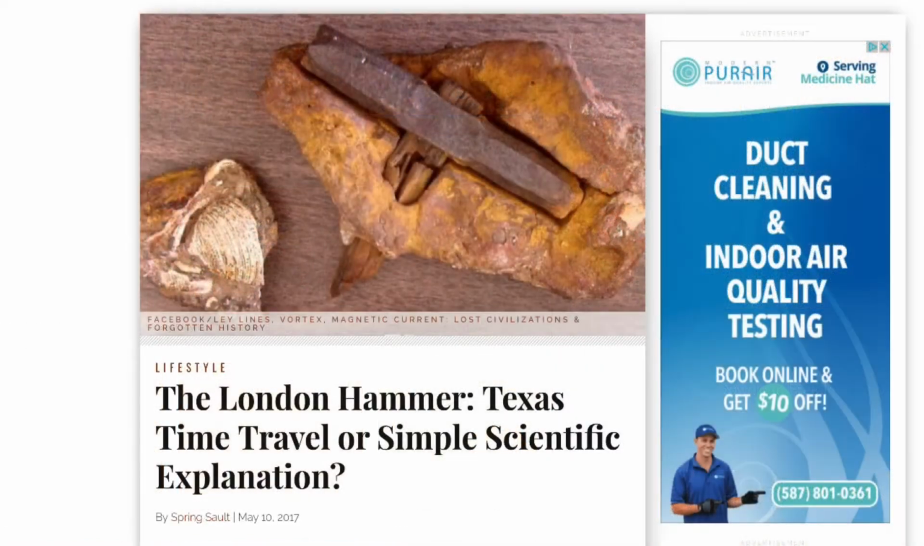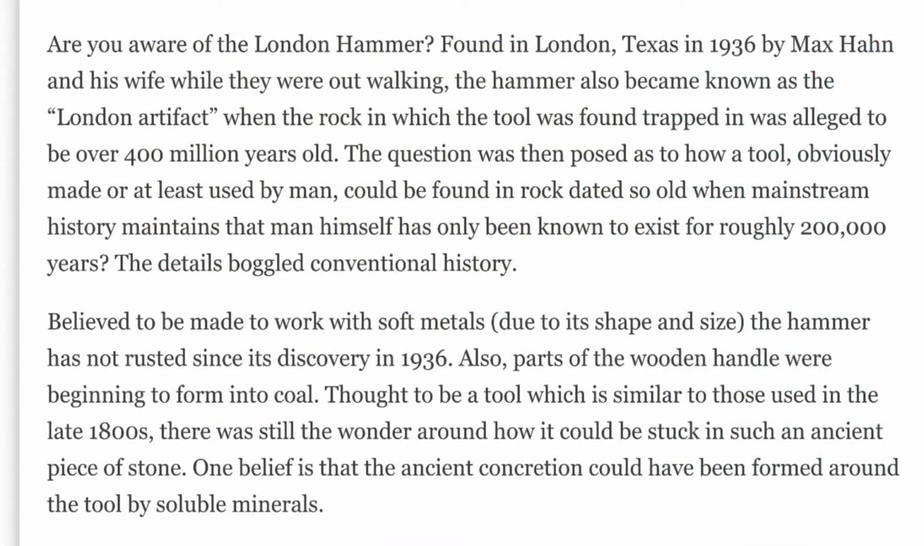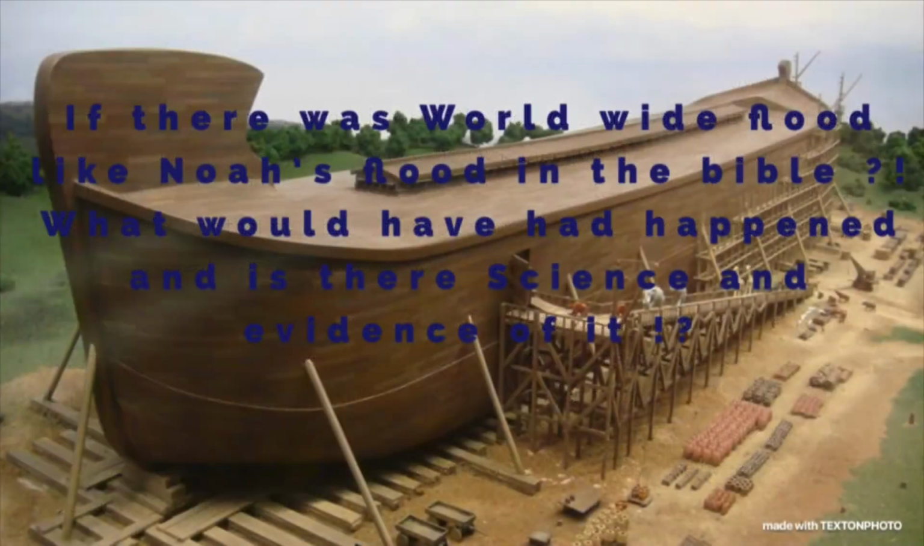Now, I found this example on this website where they found a hammer inside a rock, where the rock around it was dated at 400 million years old. Well, that is obviously wrong, right? They misdated the rock. The radioactive dating was wrong. And even parts of the hammer were starting to form into coal.